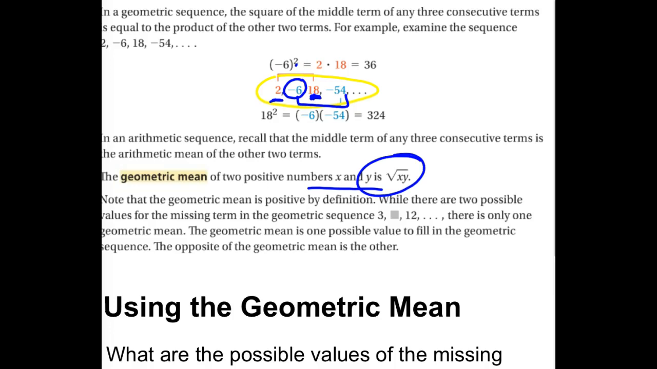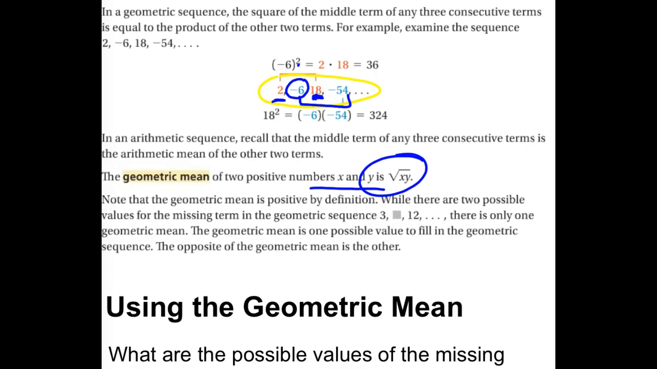So given any two terms in a geometric sequence, the term in between them, all right, the one that would be right in the middle, could be the geometric mean or its opposite. Okay, so the missing term could be positive or negative. You have to base it on what other pieces of information you're given. But technically, the geometric mean is just the positive version. All right?